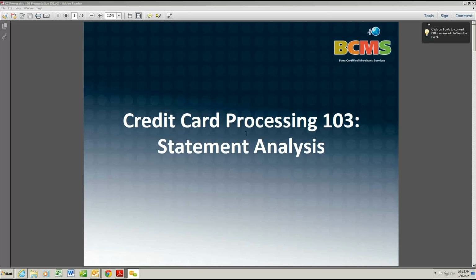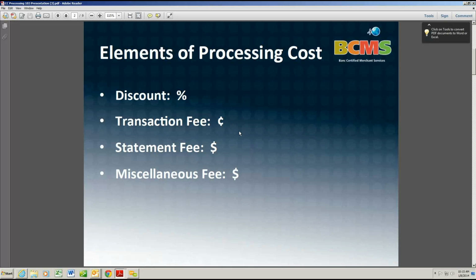But as far as the statement analysis, when you look at every statement, there are 4 components of cost that you see on every statement. There's a discount rate, which is in the form of a percentage. There's a transaction fee, which is in the form of a cent. There's a statement and support fee, which is in the form of $1. And the key component is the miscellaneous fees.